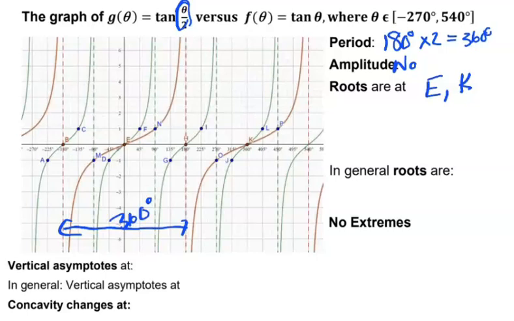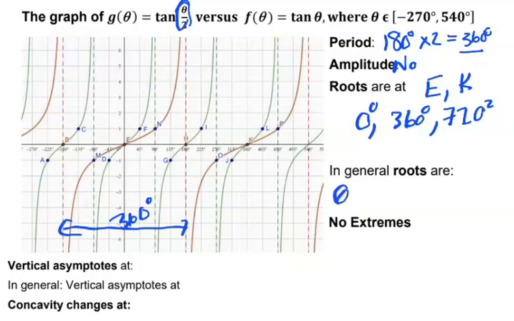So in general, we can first write down the roots, they are at 0 and at 360 degrees, and we expect that the next one will be at 720 degrees because of the period. So if we now write down the general roots, we get theta equal to k times 180 degrees for the regular one, but now we multiply it by 2, where k is an element of Z. So that is our general roots.